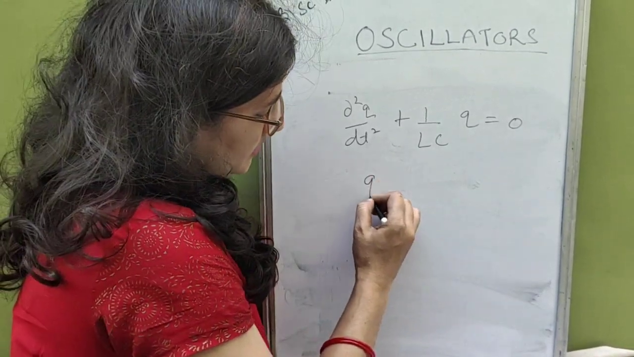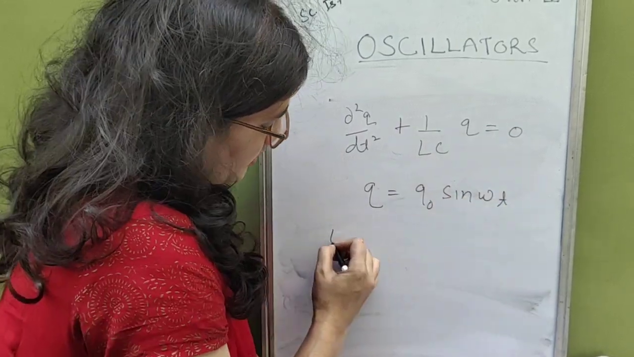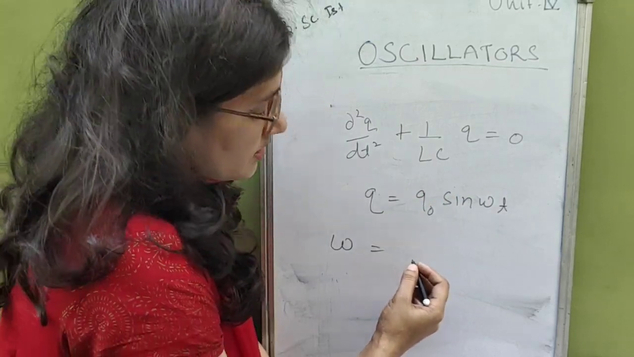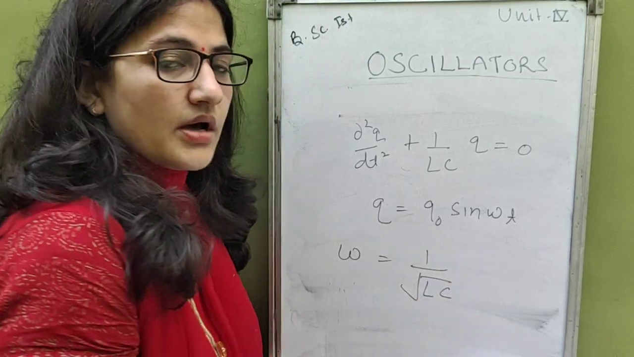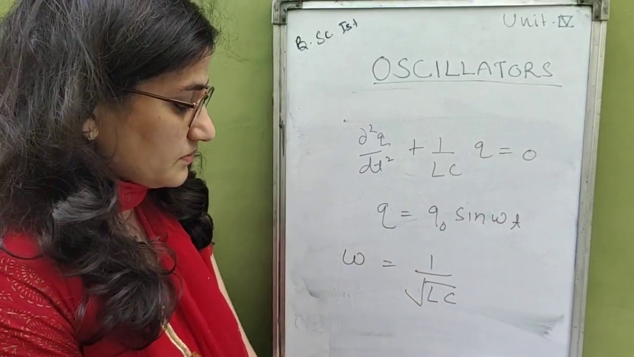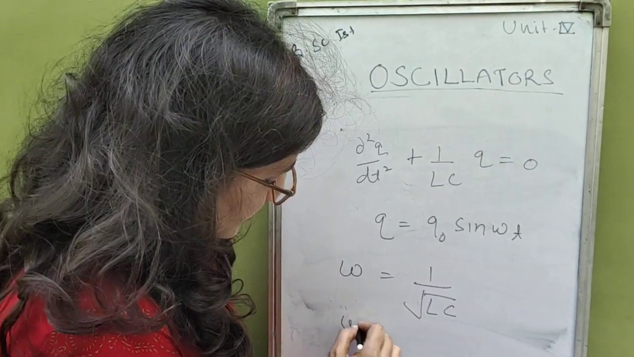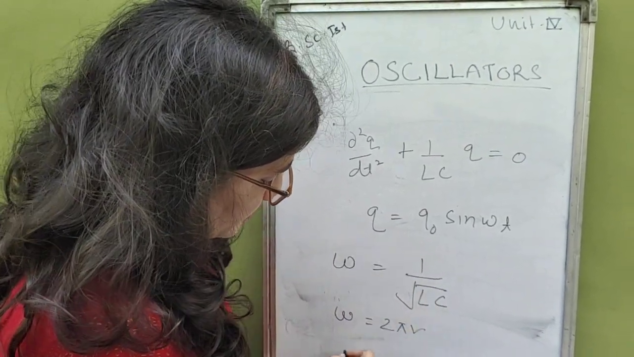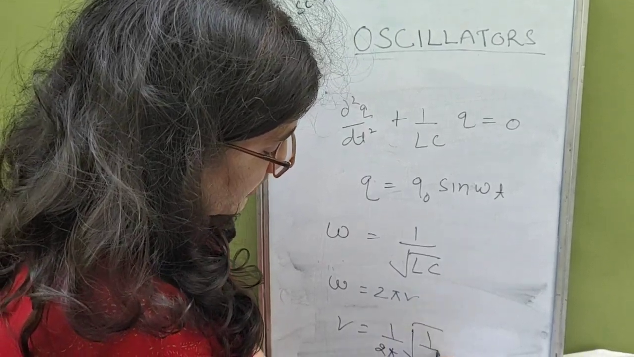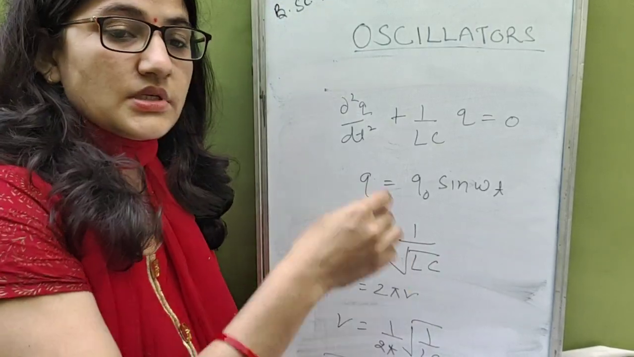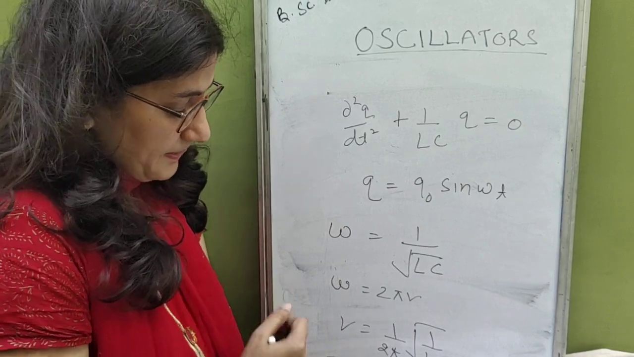And what is the solution of this equation? q is equal to q naught into sine of omega t, and here omega is the frequency of this oscillation. What is this frequency? This is by the solution of the simple harmonic motion. This is the angular frequency, and angular frequency is equal to 2 pi nu. Where nu is equal to 1 by 2 pi root of 1 by LC.